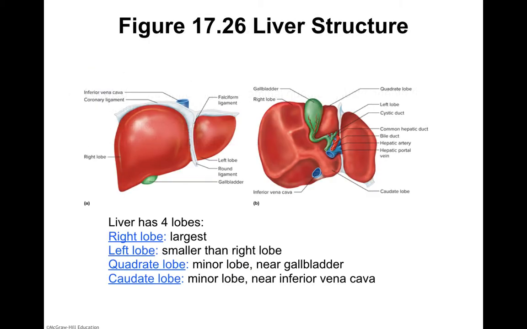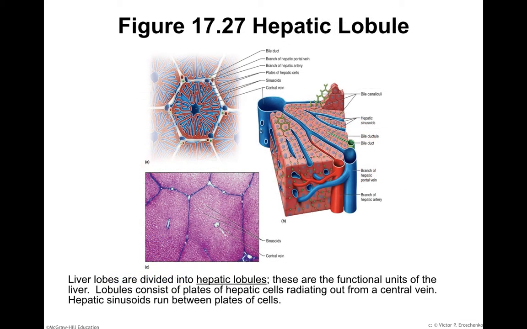So the liver has 4 lobes. The right lobe is the largest, the left lobe is smaller. The quadrate lobe is a minor lobe near the gallbladder, while the caudate lobe is a minor lobe near the inferior vena cava. The lobes are divided into lobules, and they are the functional units of the liver.